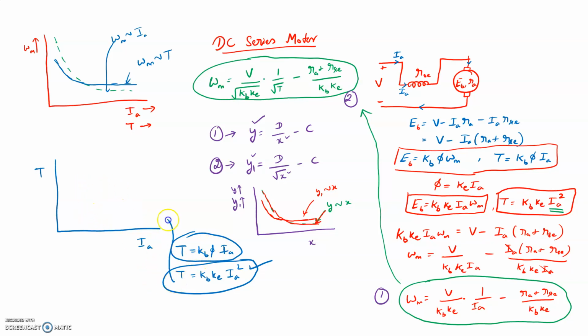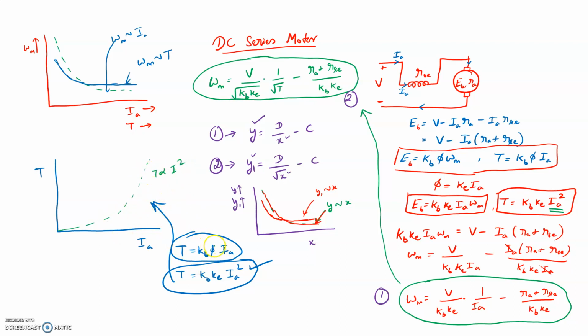If we draw this one, how does the curve look? The curve will look like a parabola, so it should be like this, not like this. It's parabolic, so it will look like this. T is proportional to I square.